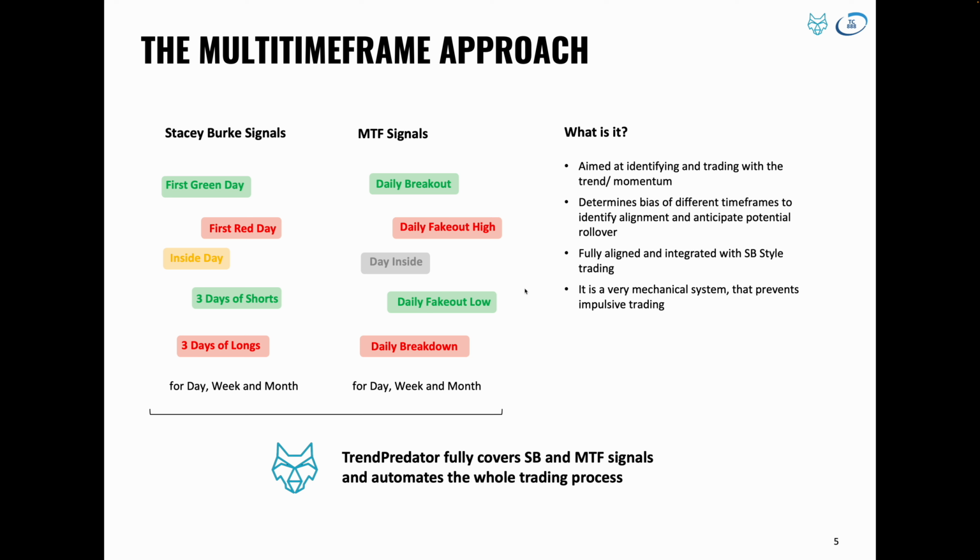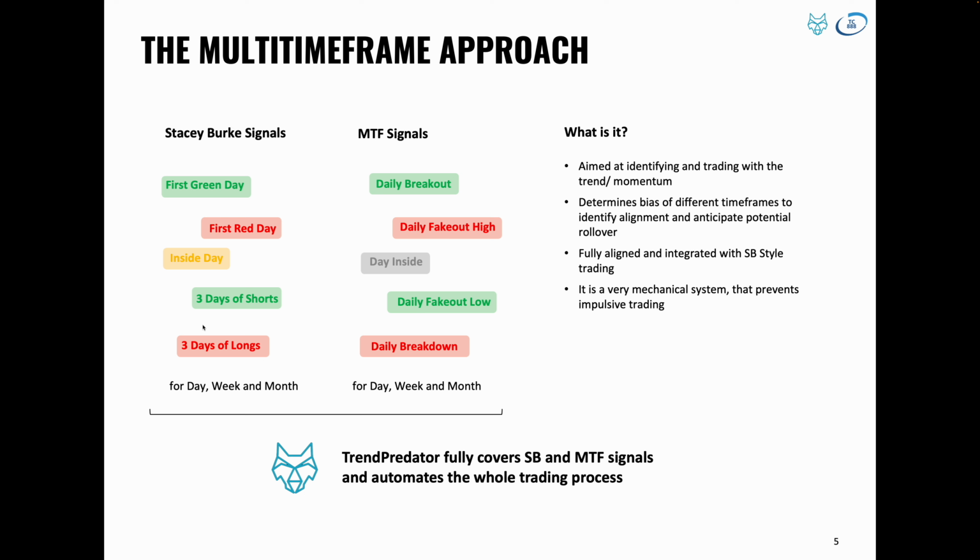You don't want to catch the high and counter trend a move, because you're potentially just trading a small pullback and then the next leg up takes you out again. So TrendPredator, and that's the idea, covers all of that. It covers the Stacey Burke signals even across all time frames. This is also very helpful, I find. And then all the multi-timeframe signals. So it helps you to put the Stacey Burke signals into a multi-timeframe context.